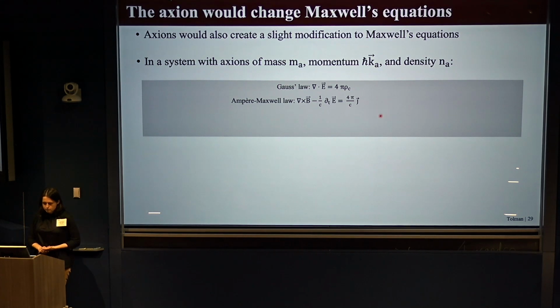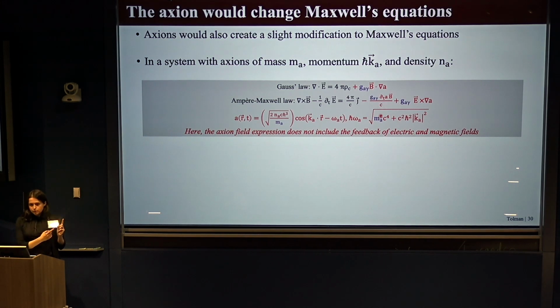In addition, axions would create a slight modification to Maxwell's equations. In a system with axions of mass m_a, momentum ħk_a, and density n_a, Gauss's law and the Ampere-Maxwell law would not look like you expect them to. So in this gray box, I have our familiar Gauss's law and Ampere-Maxwell law. But if axions exist, these would be modified. In particular, they would get new terms, which you see in red and purple here. So Gauss's law would get a contribution that depends on the coupling constant, the magnetic field, and the axion field. The Ampere-Maxwell law would get contributions which depend on the coupling constant, the axion field, the magnetic field, the electric field, and the axion field. And here I've written an expression for the axion field, which depends on axion density, axion mass, axion momenta, and axion frequency, which depends on axion mass and axion momentum.